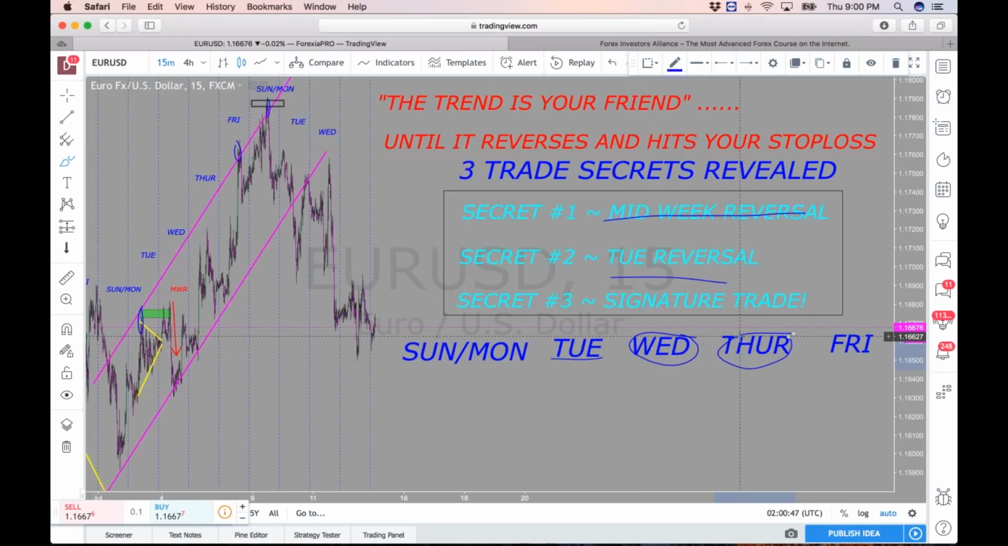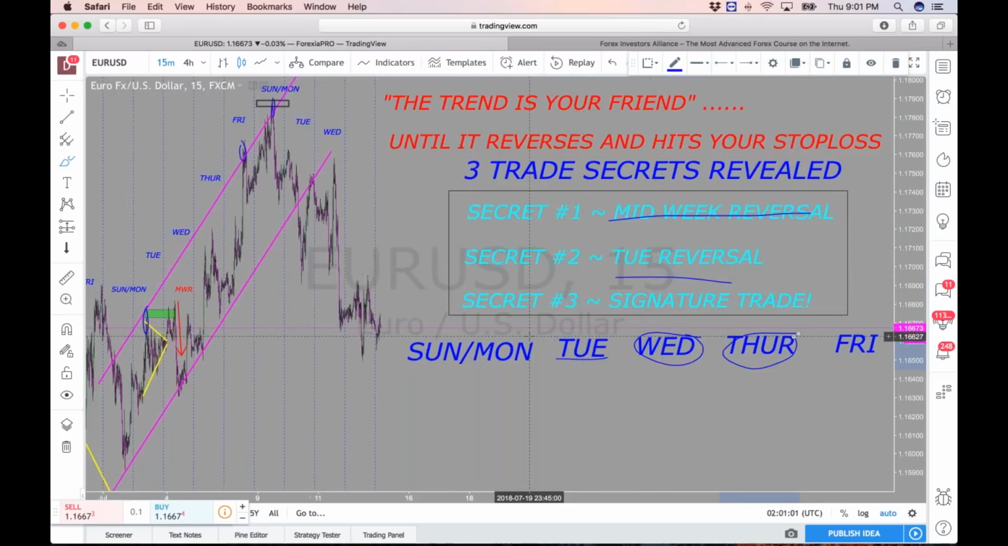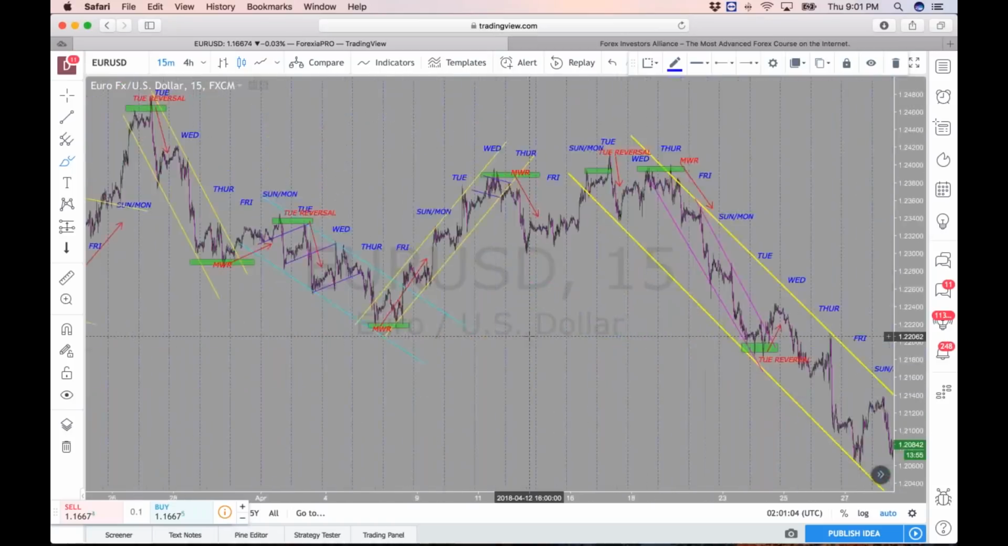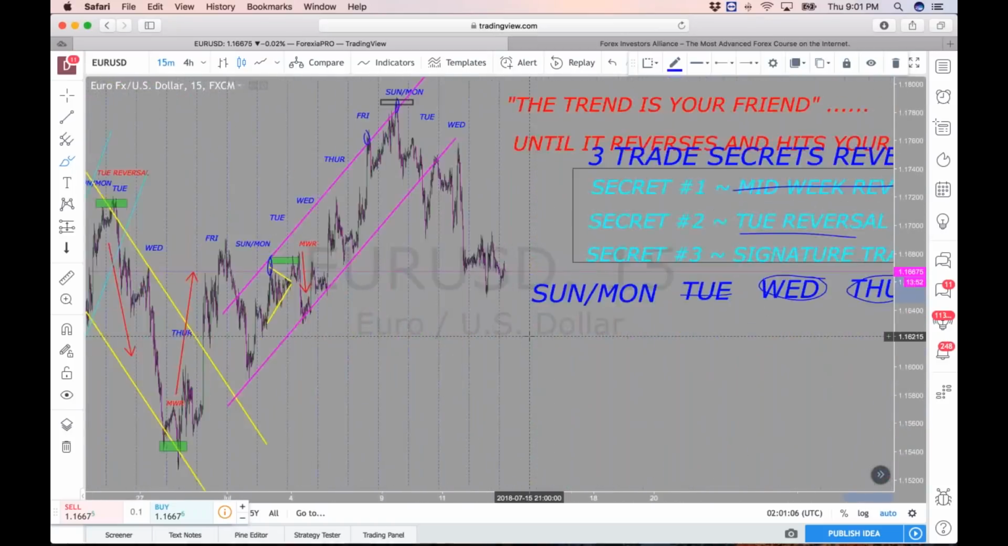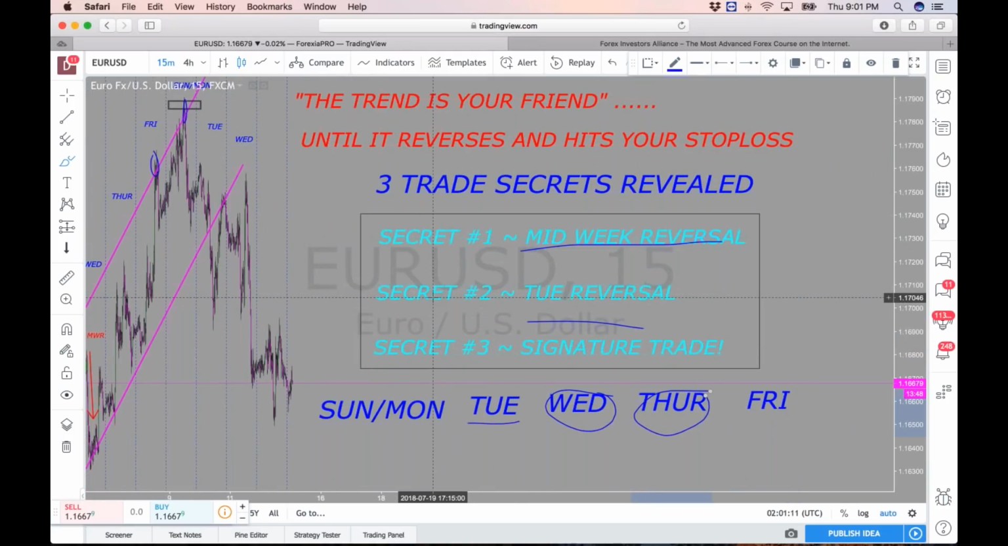Now, this is not the Holy Grail. There is no such thing as the Holy Grail. There are some weeks where the reversal does not happen Wednesday or Thursday or Tuesday. The second secret here is that there is a Tuesday reversal. Now, I have charted out a large amount of price movement in the past, and this is what we're going to go over. You'll see that there is an underlying structure. There is an underlying cycle to why the market moves the way it does, which days of the week move, and why they move that way, right?